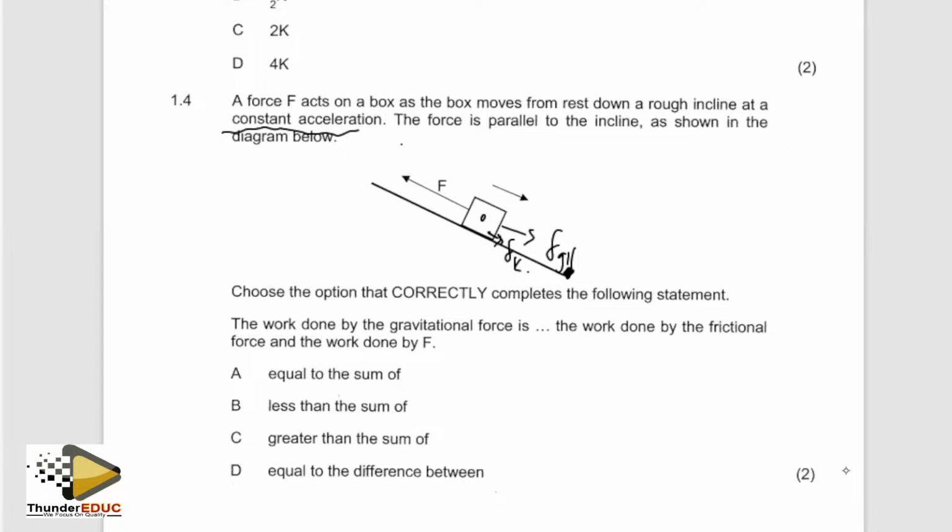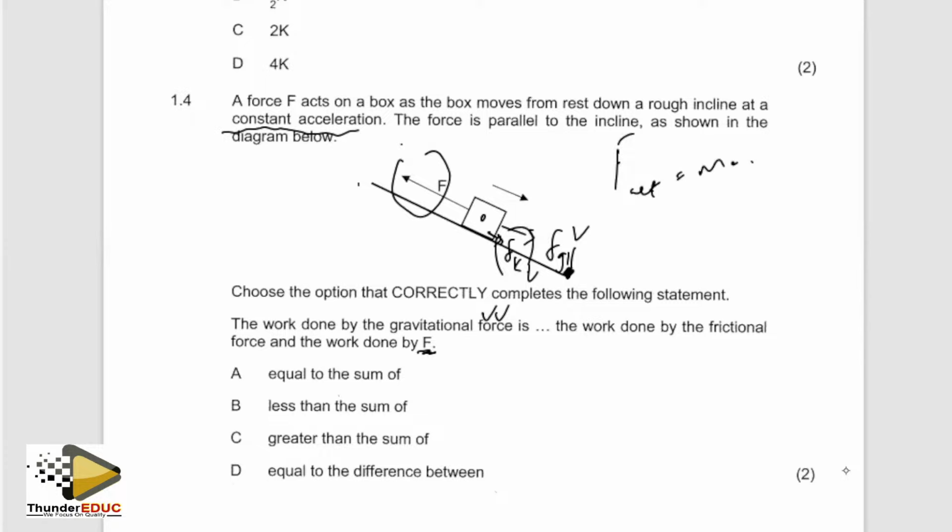Okay, so choose the option that correctly completes the statement. The work done by the gravitational force is dash dash the work done by the frictional force and the work done by F. If we know that F applied is greater, since the object is moving upwards, F applied must be a combination of the work done by the gravitational as well as the frictional force. They should be summed up if we look at F net being equal to MA.